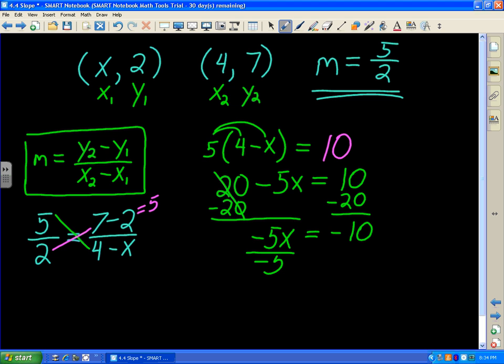To get x by itself, you divide each side by negative 5. Negative 5 divided by negative 5 will cancel out to give you 1, so you have 1x. And negative 10 divided by negative 5, a negative divided by a negative, will give you a positive. And we know that 5 goes into 10 twice. So therefore, x is equal to 2. And you have calculated the value for x.